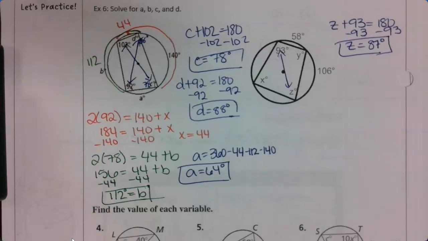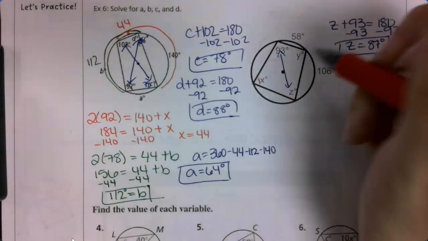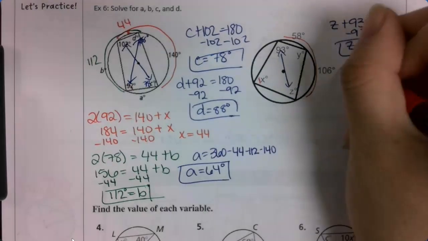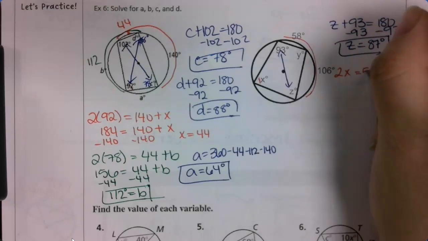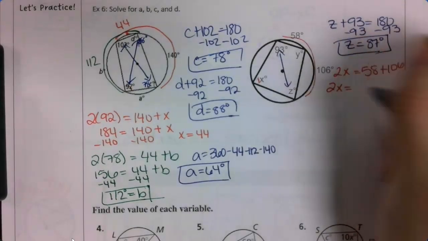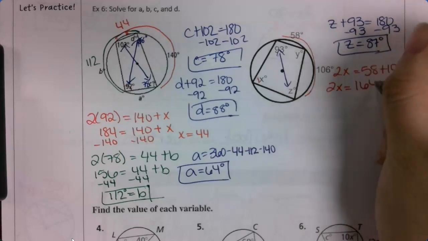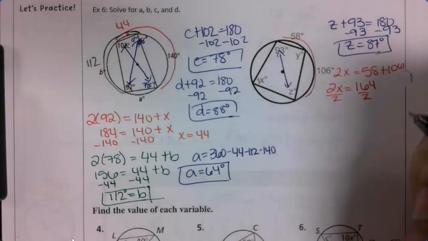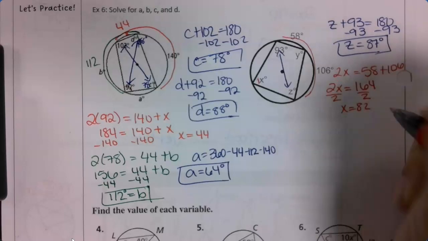Then if I take a look at x, this angle is inscribed and it matches up to these two arcs. So if I take 2x, it should equal 58 plus 106. 58 plus 106 is 164. And then I divide both sides by 2, and I get 82.